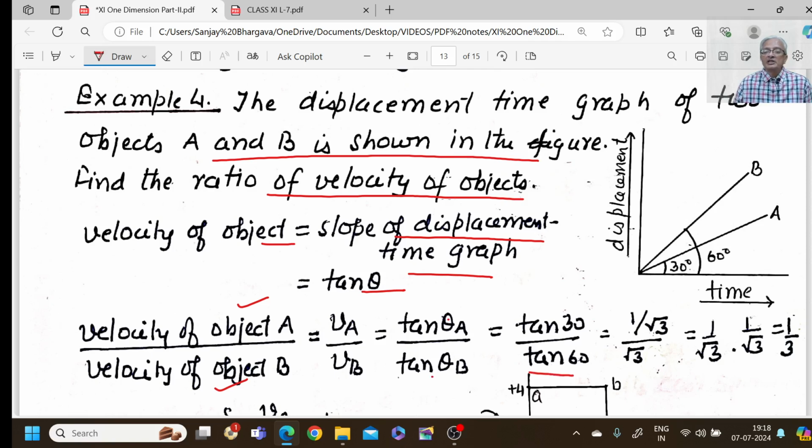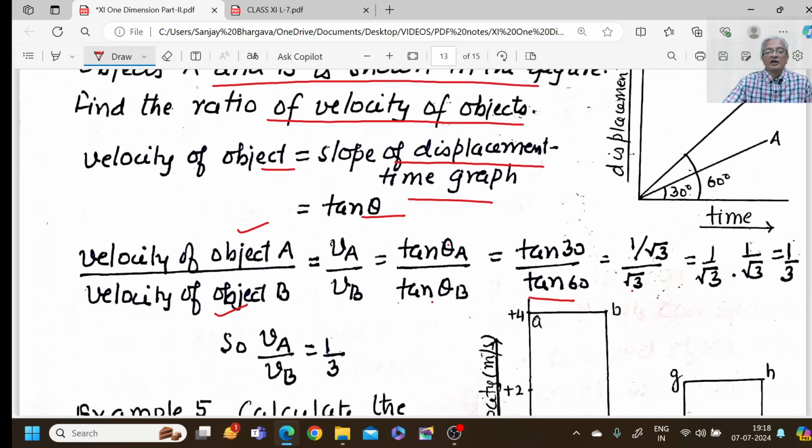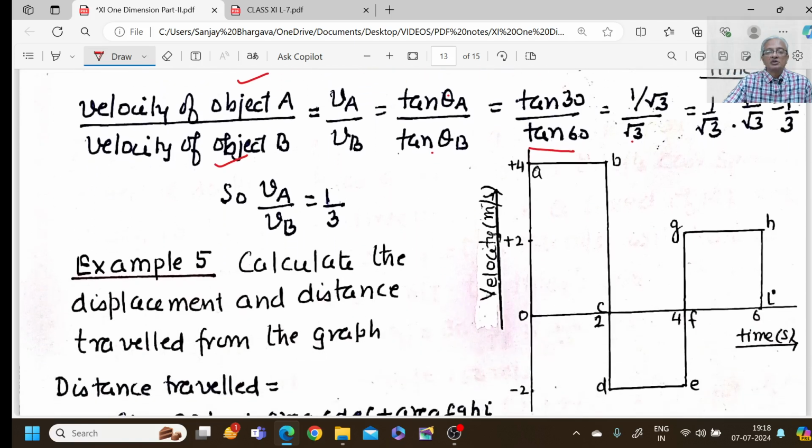Tan 30 upon tan 60. Tan 30 is 1/√3 and tan 60 is √3. So that is 1/3. So the ratio of the velocities VA and VB is 1:3. VA upon VB is 1:3.